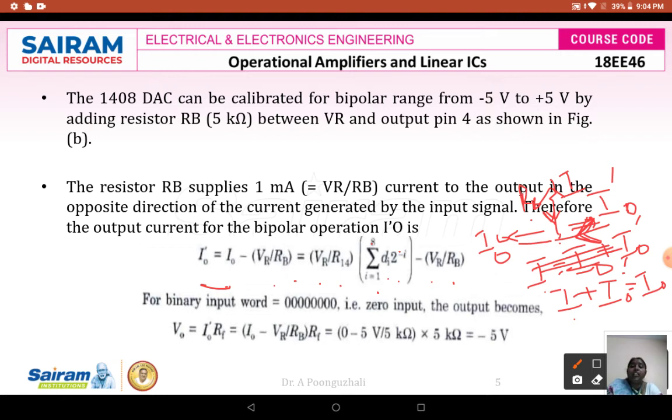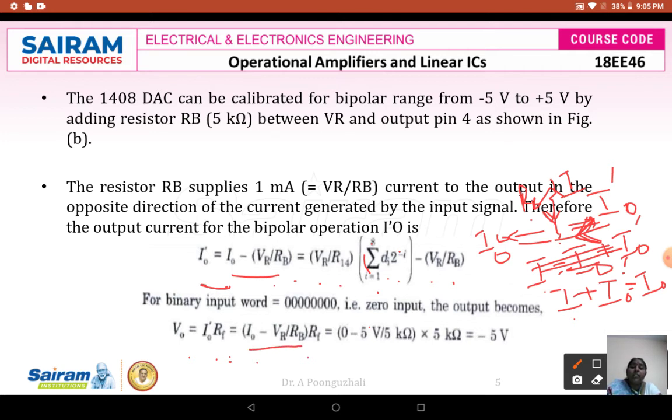So for the binary word, if I take the binary word to be all 0, that means it is going to have 0 input there. So 0 input means this parameter is going to become 0. When this parameter becomes 0, here in this case we can write V naught is nothing but I naught dash into RF. So I naught dash into RF is nothing but I naught minus VR by RB into RF. This is your I naught. So this we are writing as I naught dash value into RF.